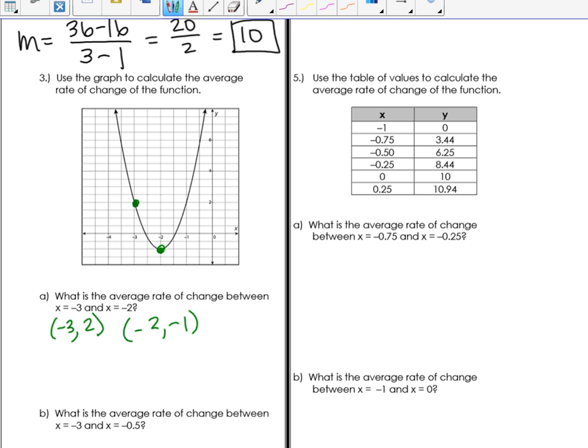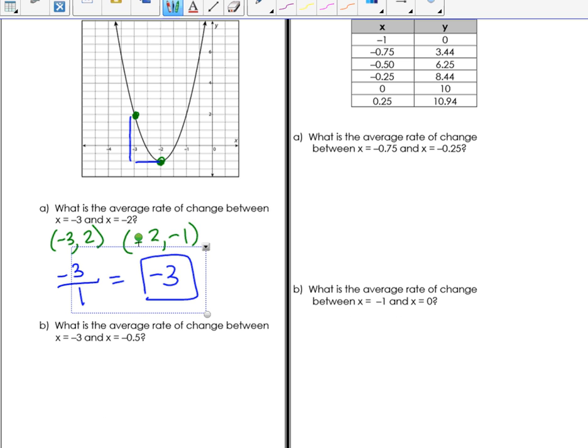Now, you could use a formula here, or you can say, okay, well, let's just focus on change in y over change in x. My change in y from here to here, well, I went from 2 to -1, so my change in y is -3, and my change in x is a +1, so I have a rate of change of -3. You can use the formula and have the same exact answer, it doesn't matter.